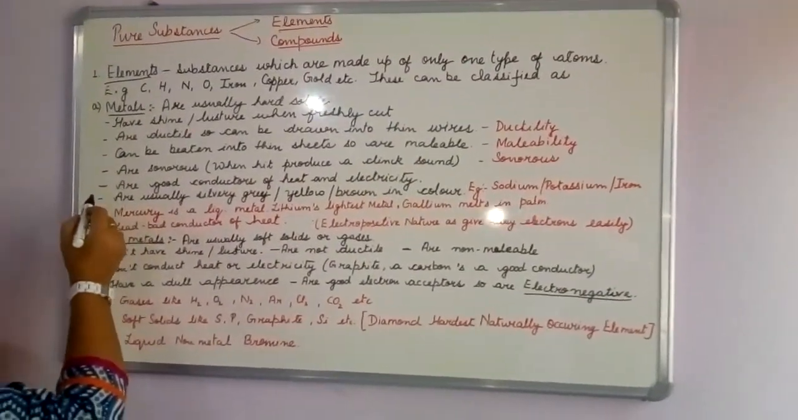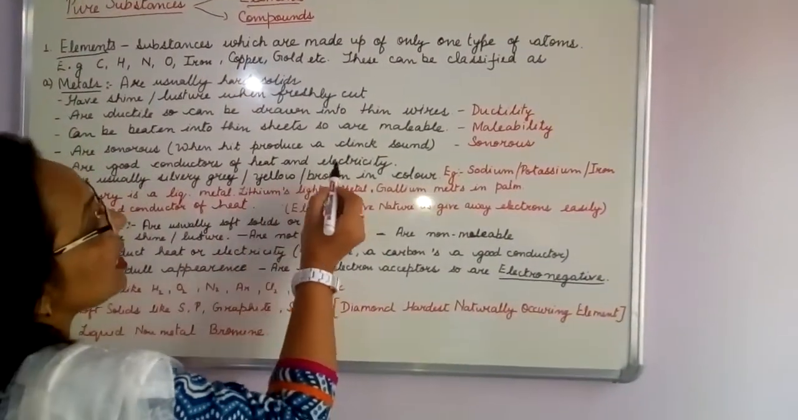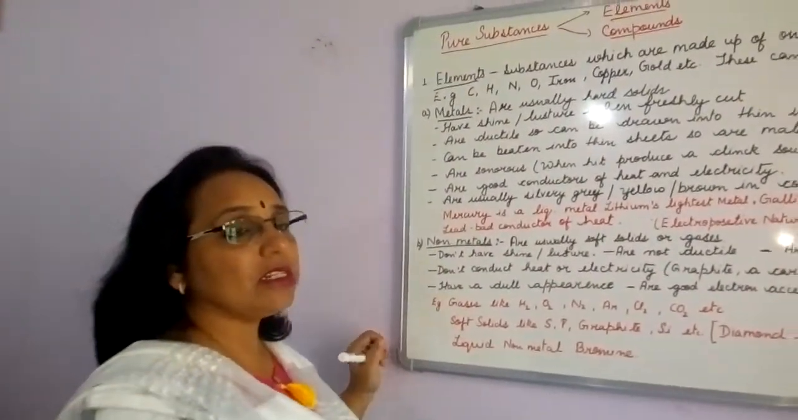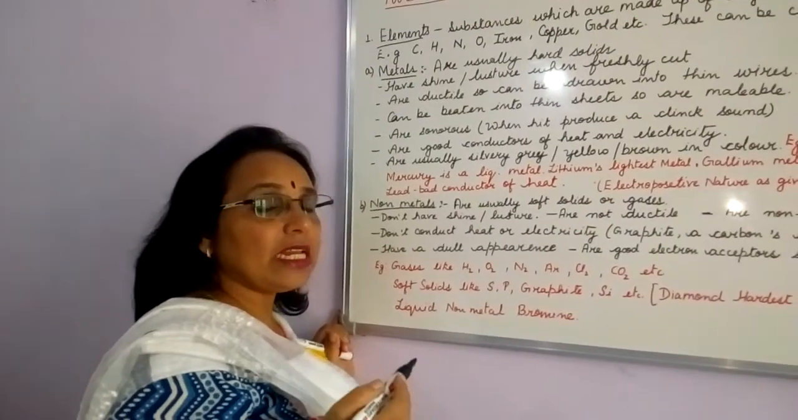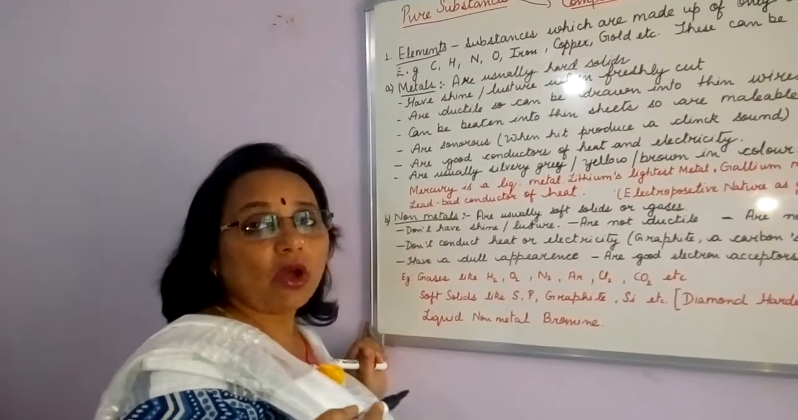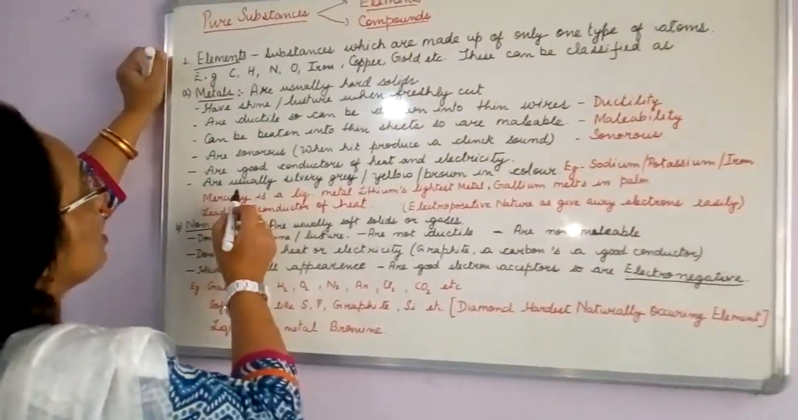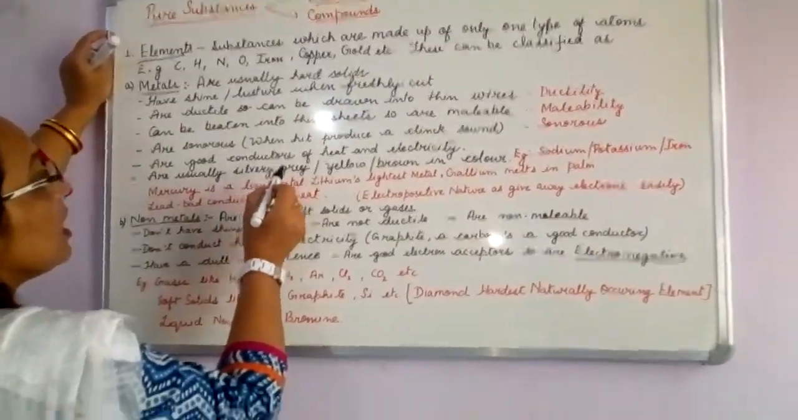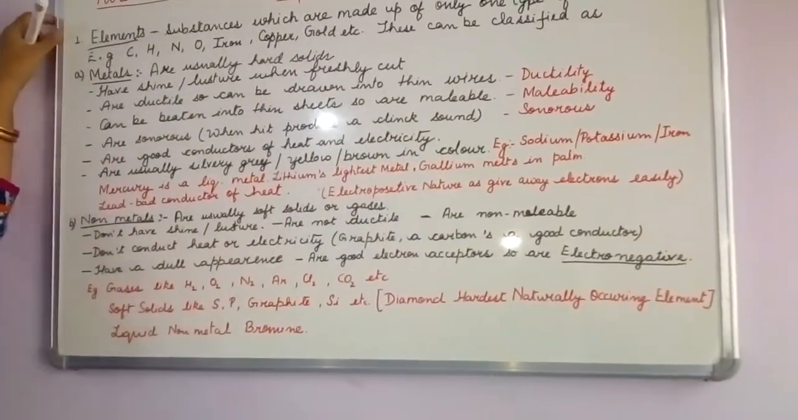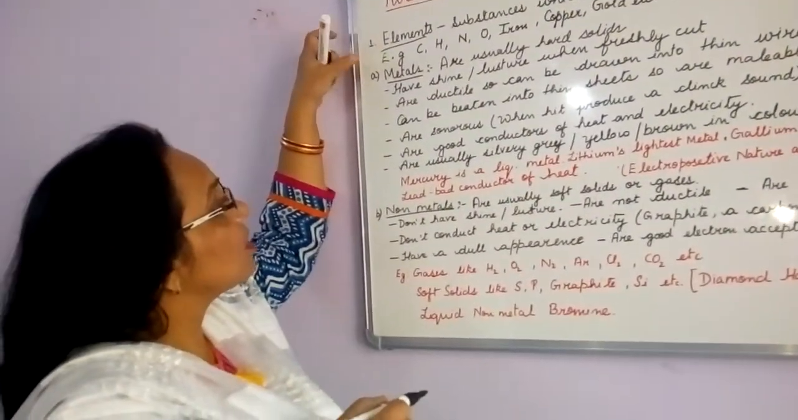They are also good conductors of heat and electricity. Most of the metals, all the metals are good conductors of heat and electricity except lead. Lead is a poor conductor of heat. Metals are usually silvery gray in color, or they are yellow or brown in color. Fine. So these are the characteristics of metal.